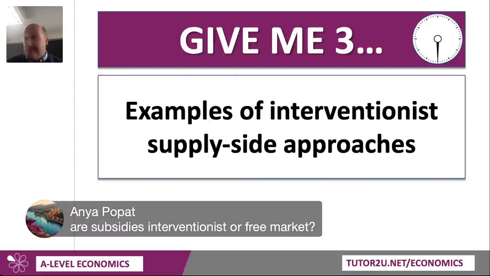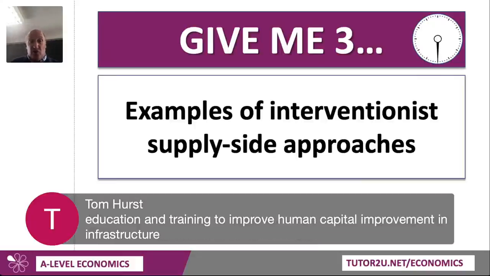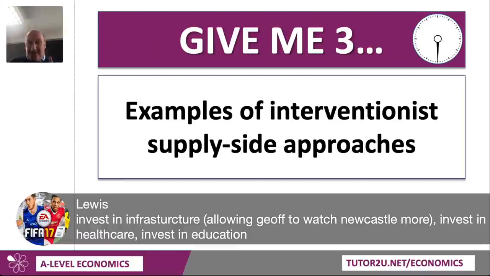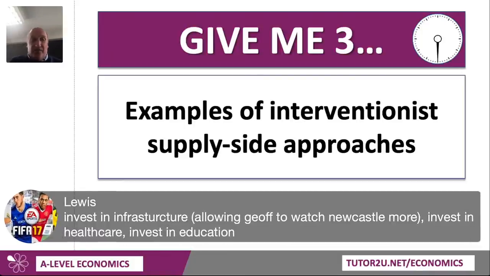And there were loads of good answers coming through, which we tried to pick up on. Things like nationalization, infrastructure investment, labor market interventions. Tom Hurst talks about education and training. Thank you for mentioning that, Tom. I'll come back to that. Lewis makes the obvious but important point: invest in infrastructure, allowing Jeff to watch Newcastle more.